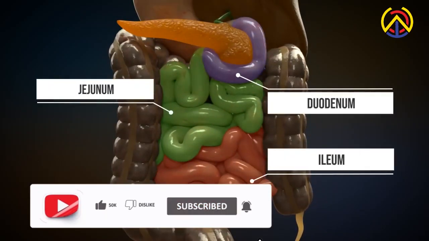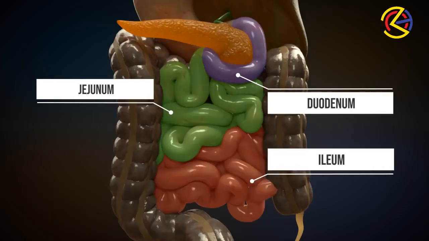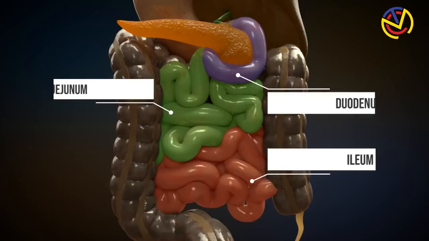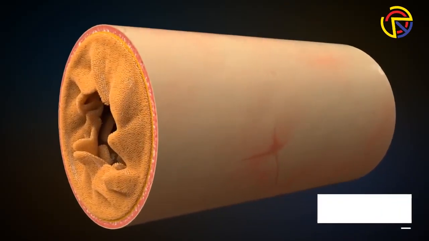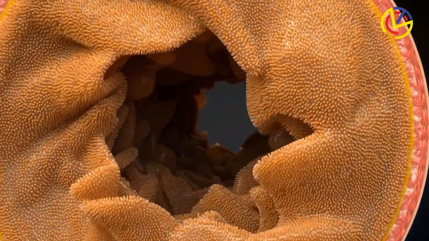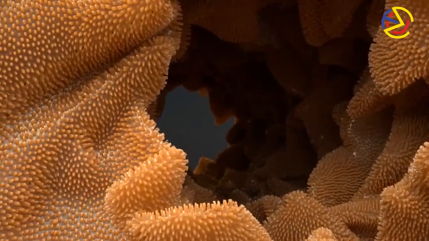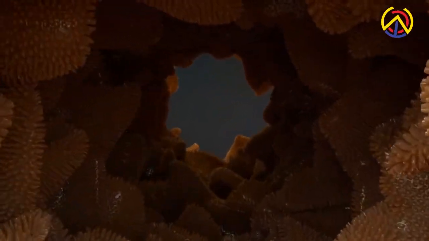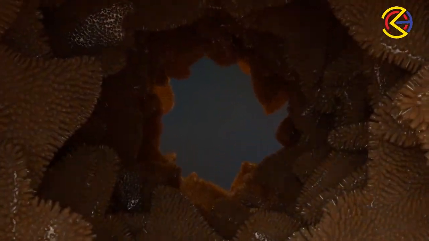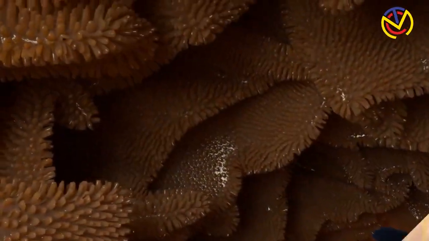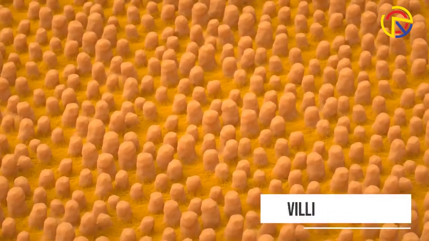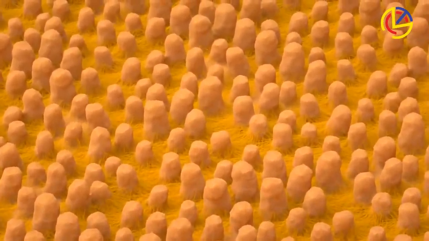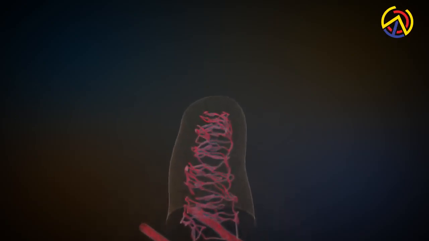The ileum continues to the large intestine in the right lower abdomen. The duodenum and the jejunum have circular folds to increase the contact surface with the food. These circular folds extend about 1 centimeter into the lumen of the small intestine. These folds are covered with small finger-like projections called villi. Villi increase the surface considerably. Villi are about 1 millimeter long.